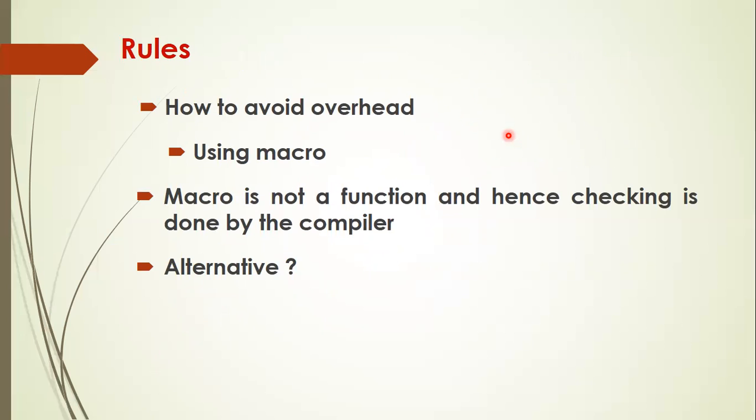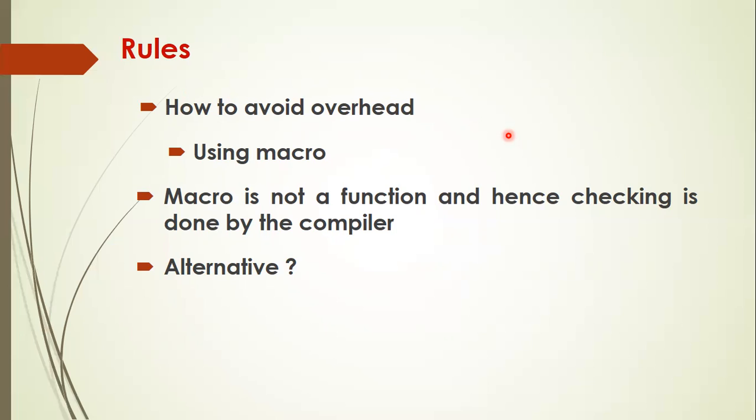There are two approaches for eliminating the overhead time. The first one is by writing the function as a macro. In your first semester, you already studied in your C language what a macro is. A macro is nothing but a preprocessor directive. Example: #define PI 3.14.